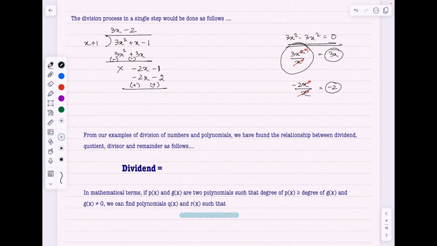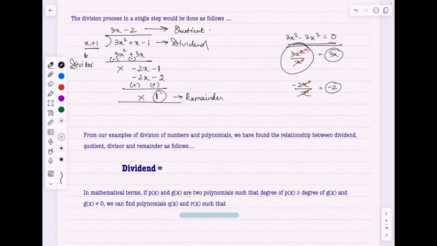This is minus 2x, this is plus on subtraction. So minus 2x plus 2x is 0. Minus 1 plus 2 is 1. So you are left with 1. This 1 is the remainder, because you cannot proceed further, since the degree of this one is less than the degree of the divisor. This is the divisor, this is the dividend, and this is the quotient.